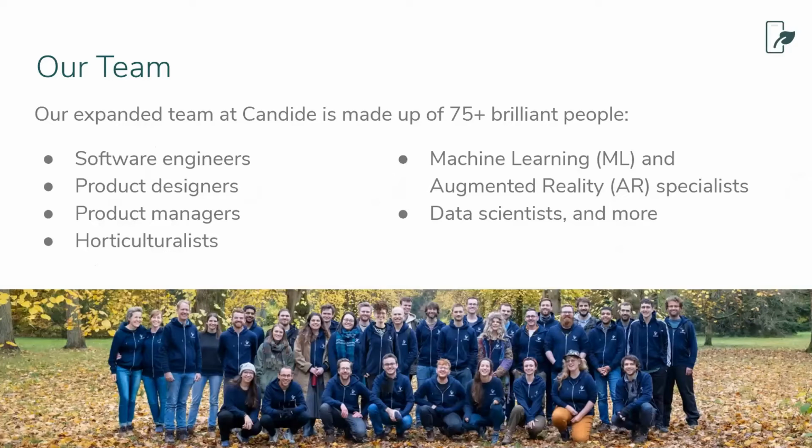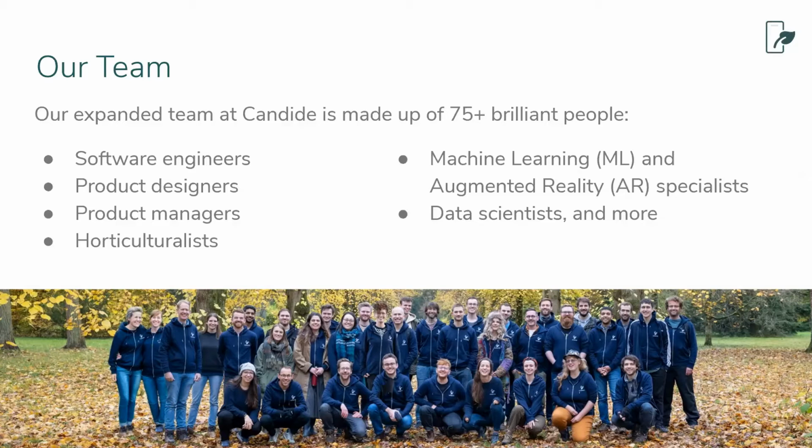So our expanded team at Candide is a big group of people, 75 or so members of staff. The majority of those are software engineers, but there are also product designers and product managers there. It's a small group of horticulturalists, and then we have a team of machine learning and augmented reality specialists. So these are real cutting edge technologies that we're able to incorporate in some of the ways in which we're building our software. And there are also a few data scientists and a lot of resources behind us, which is really exciting.